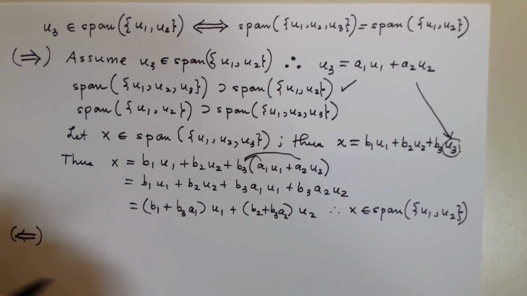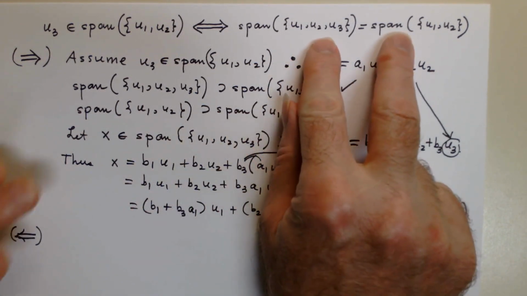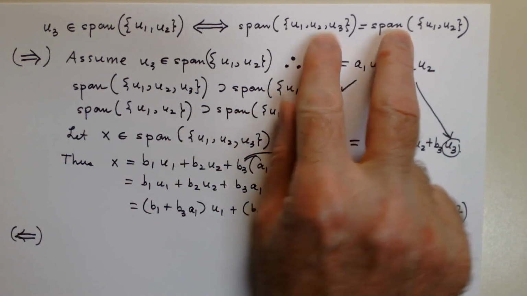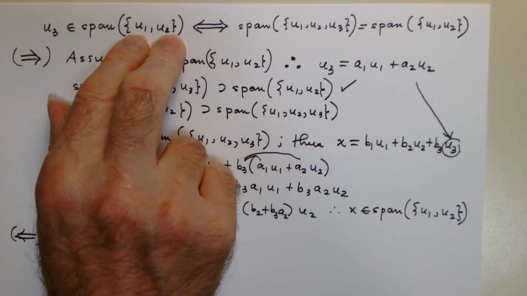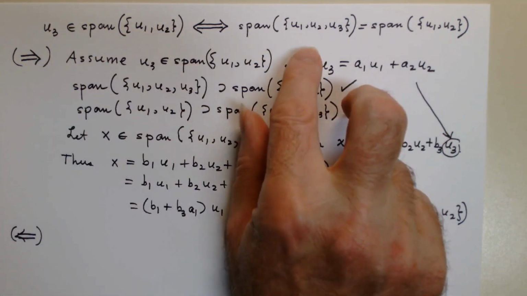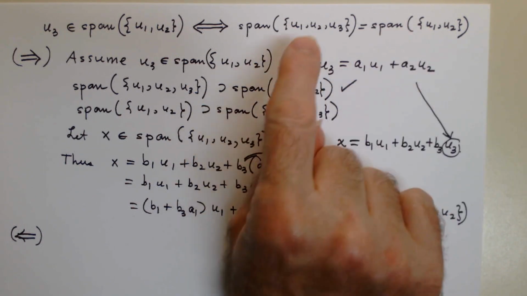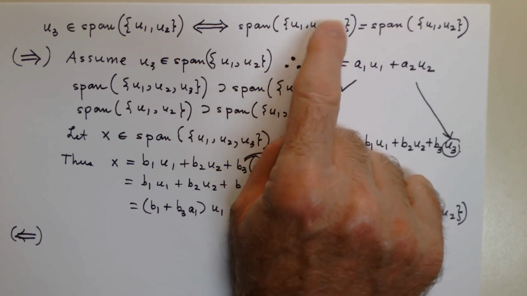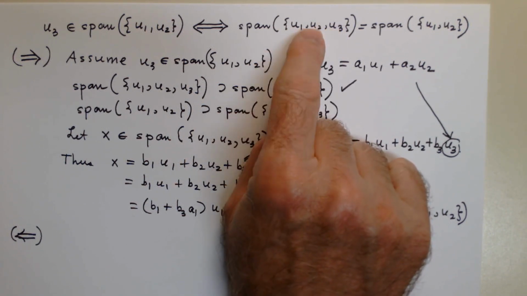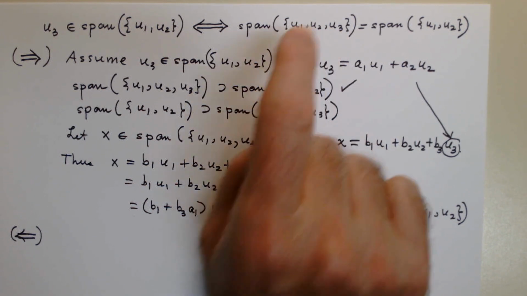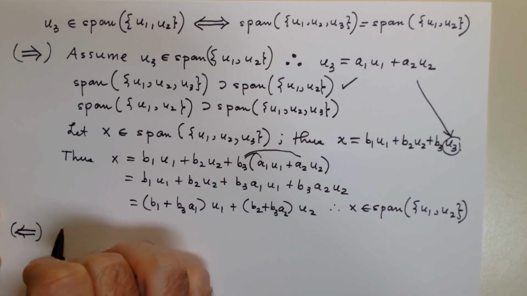Now in this case, I know that these 2 sets are equal, and I have to show that I can write U3 as a linear combination of U1 and U2. All right, now these 2 sets are equal. Now one of the vectors that I know is in this set is U3. Okay? One of the vectors that I know is in the span of U1, U2, and U3 is in fact the vector U3. So we're going to say something like this.